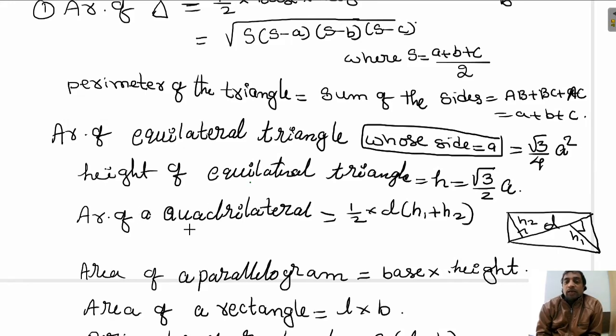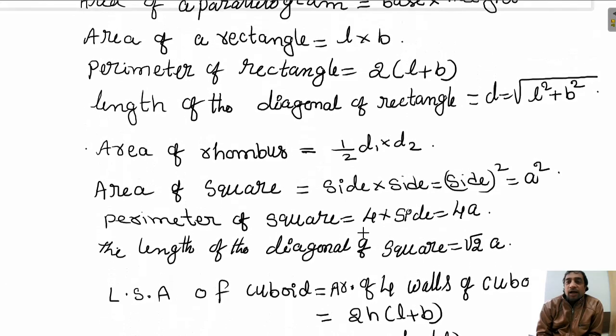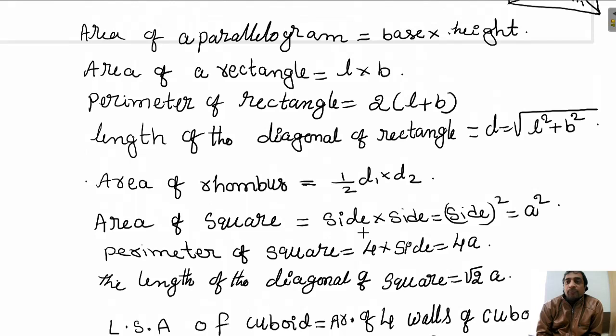Now coming to area of the quadrilateral: half into d into (h1 plus h2). h1 and h2 are perpendiculars drawn on the diagonal. D is the diagonal. Coming to area of parallelogram, it is base into corresponding height.